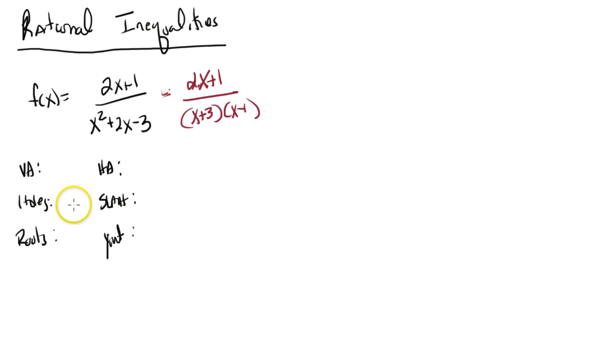Okay, nothing cancels, so there are no holes. The verticals are x equals negative 3 and x equals positive 1. The horizontal: the bottom degree is bigger, so it's the x-axis, so the horizontal is y equals 0. The y-intercept comes from the back numbers, so it's negative 1/3. There is no slant because the degree on the top is not larger by 1. On the holes we should write none. And the roots: take the top, solve for 0, x equals negative 1/2.